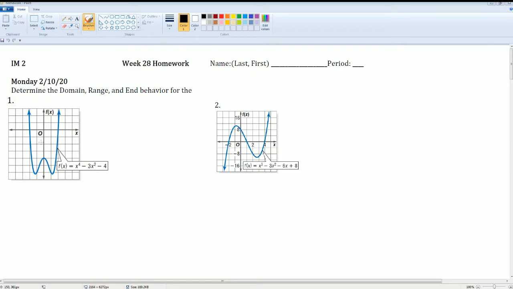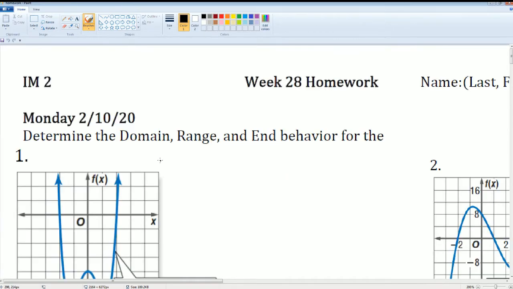Here we have Monday, February 10th. We're going to be asked to determine the domain, the range, and the end behavior for all these graphs. So let's look at number one first.